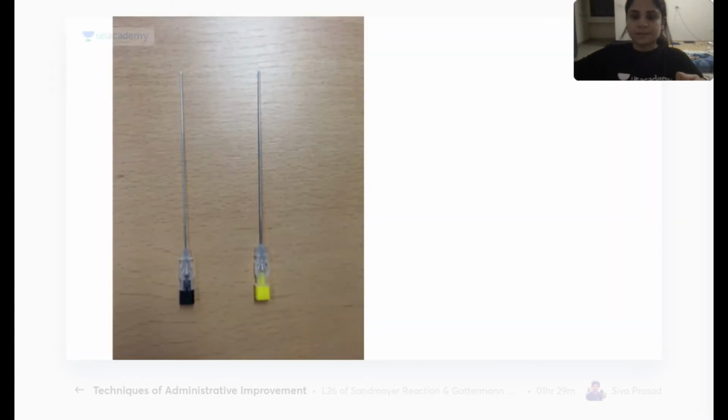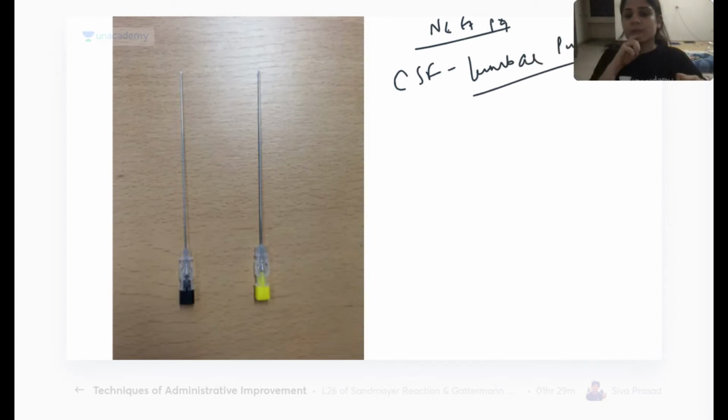Okay, all right, next one. Identify this quickly and tell me the question that was asked in the NEET PG exam this year. So they had asked, where do you collect CSF from in lumbar puncture? What is the exact place where you collect CSF from in lumbar puncture?